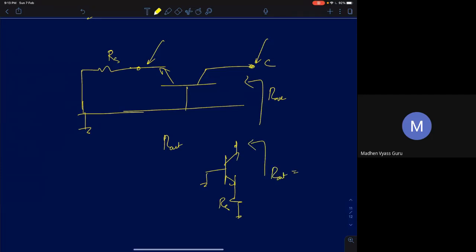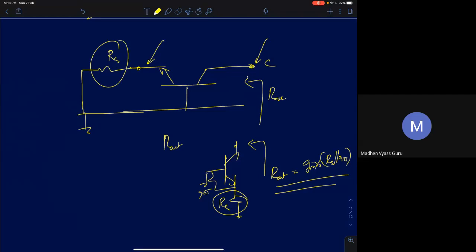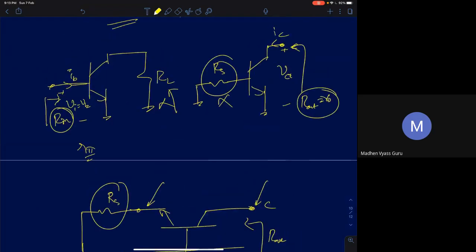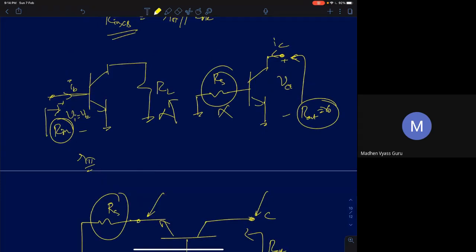What will be your R out here? Exactly. It will be GM R naught into (RS parallel R pi). Whatever RS is there, you take it in parallel with R pi, multiplied by GM R naught, and you get the output resistance looking at the collector. Now if you look at this expression, does this output resistance depend on RS? Yes, it has a direct dependence on RS. But in the common emitter configuration, both the output and input resistance had no dependence on either the load resistance or the source resistance.